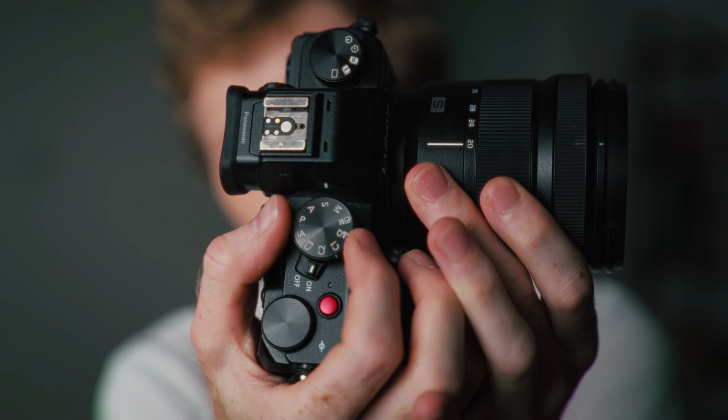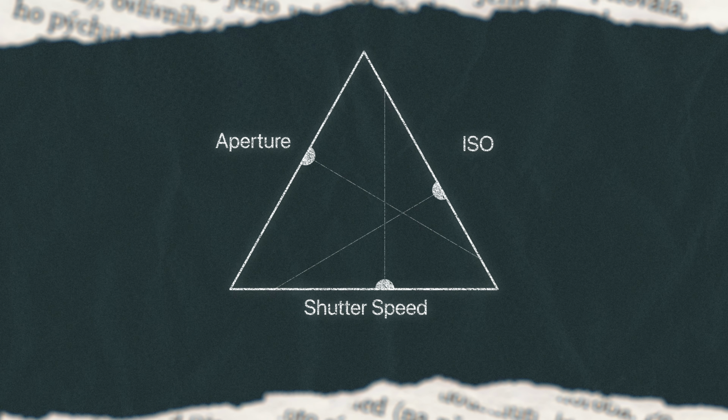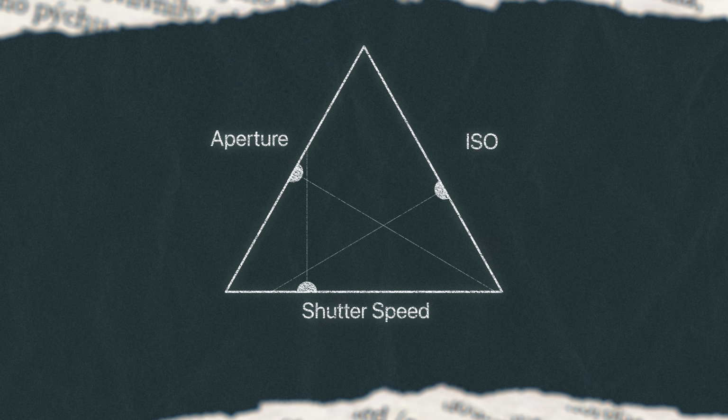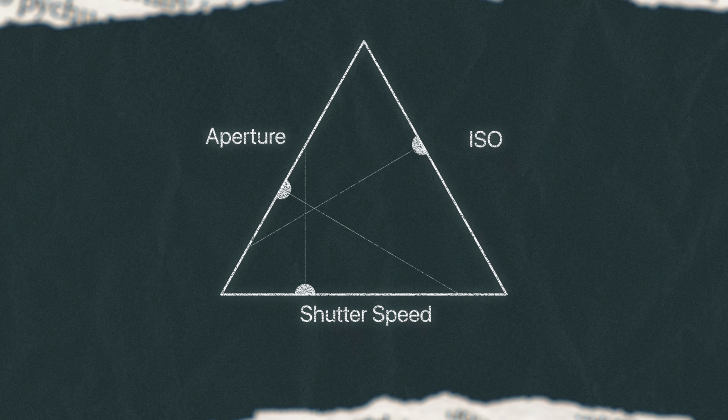Now, most photographers will tell you you have to learn how to shoot manual and adjust these three settings in manual mode. But this advice is completely outdated. I'm a photographer and I basically never shoot in manual mode. Photography is way more about composition and storytelling than fiddling around with your camera settings.